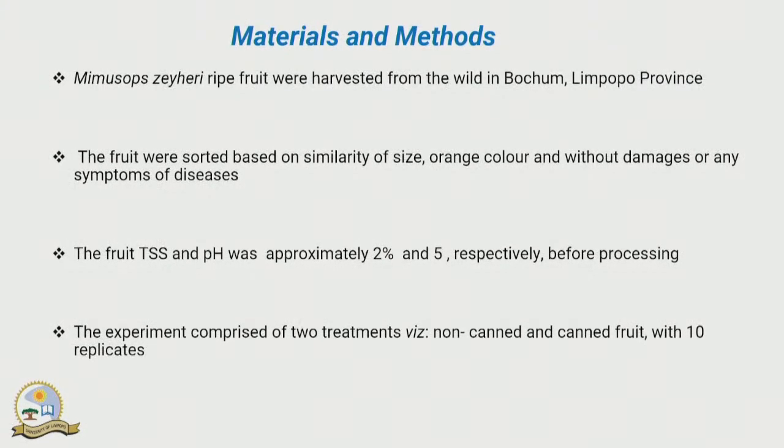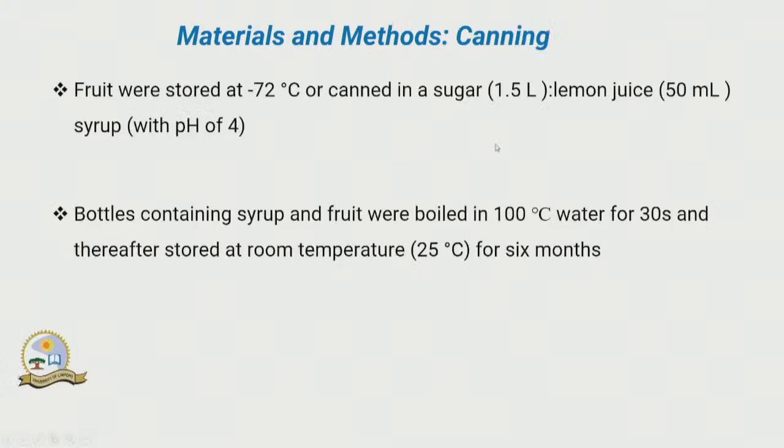The experiment comprised 2 treatments: non-canned and canned. The non-canned were stored at minus 72 degrees Celsius. For the canned, we used a syrup made of sugars and lemon juice, and the pH of the syrup was about 4, which is what is recommended in the processing industry. The pH would facilitate reducing microbial contaminants. So we made sure that our syrup had a pH of 4.